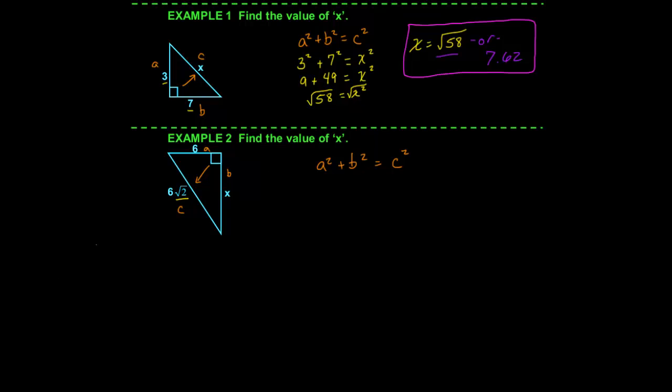So, our a, I'm going to just rewrite real fast. a is 6 squared. b, we don't know b. We're going to put that as our x squared. So plus x squared equals our c, which is all of this. We'll put it in parentheses because we have more than one thing we're dealing with. 6 times the square root of 2, squared.